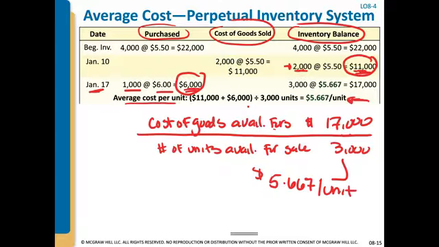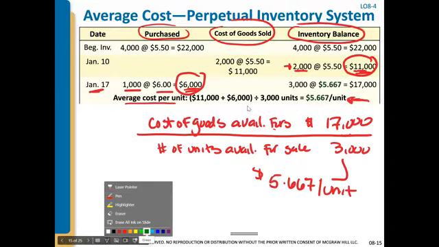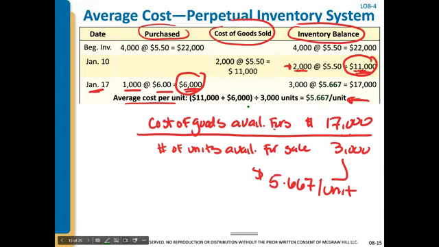And so what we're going to do is, let's just change this to green. When you look at your ending inventory, because we know our ending inventory is this 3,000, the amount we're going to allocate to ending inventory uses our new average cost per unit of $5.67. So you take the 3,000 times that number, and your ending inventory as of January 17th is $17,000.